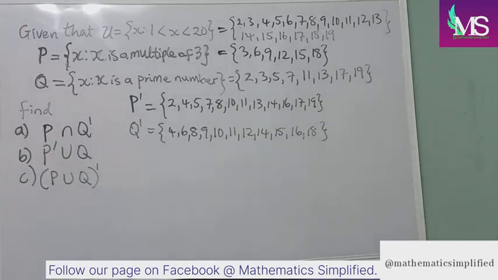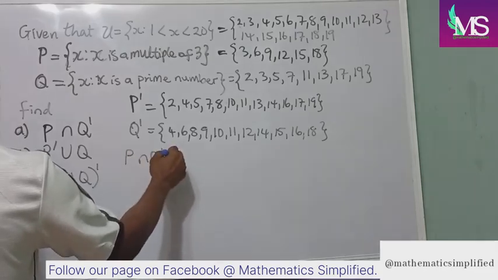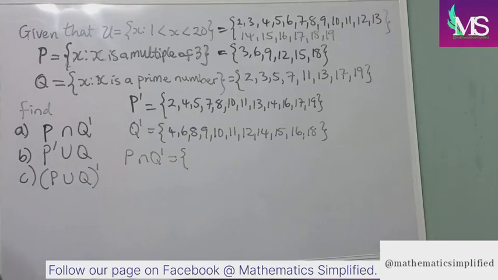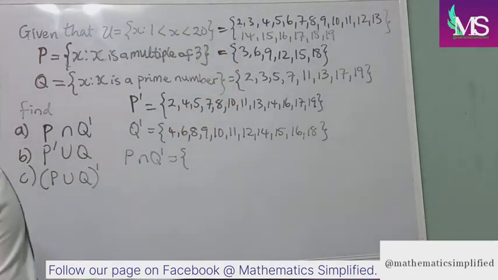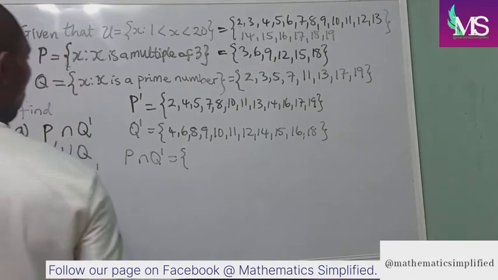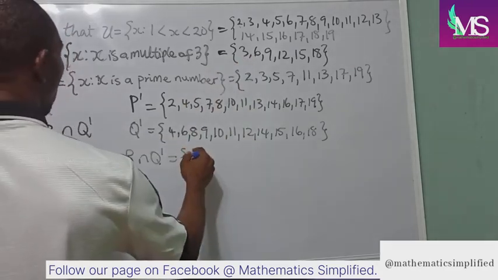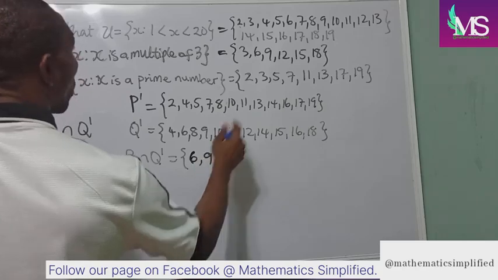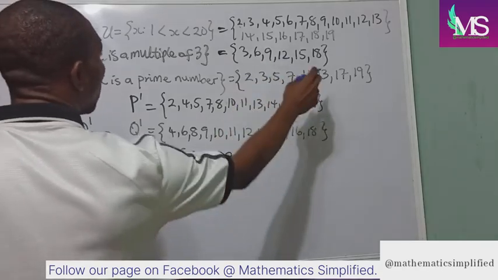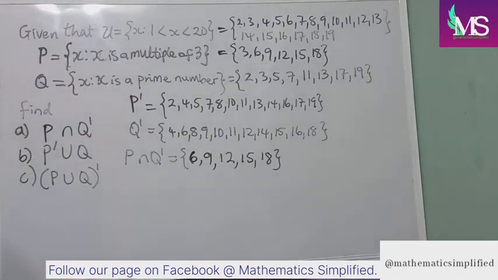Now, having done that, we can dive into answering these questions. So our P intersection Q prime will become what is common to P and Q prime. If you look at what is common to them, we have 6. 6 is common, and what again? 9 is common, and what again? 12, and 15, and 18. This is what's common in them.